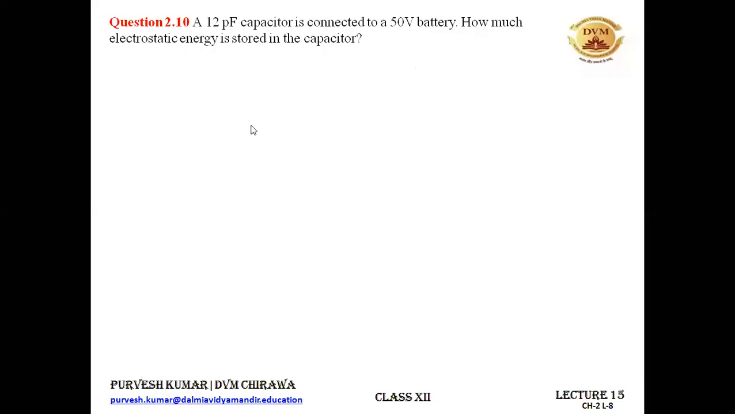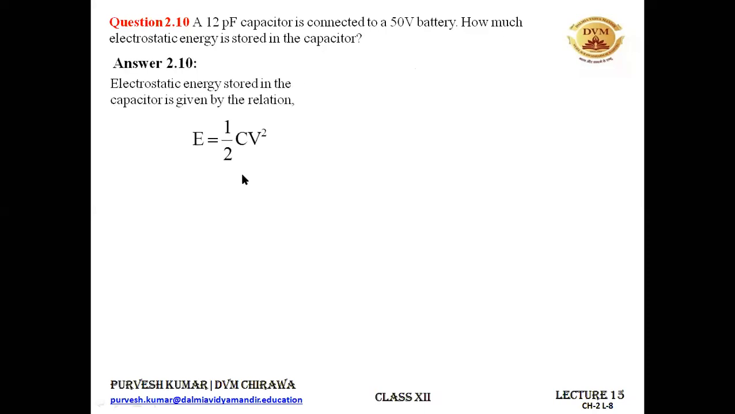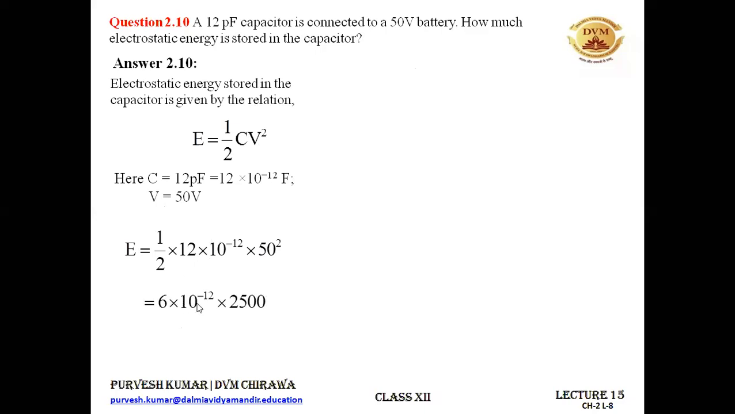Question number 10, it says a 12 picofarad capacitor is connected to a 50 volt battery. How much electrostatic energy is stored in the capacitor? We know the electrostatic energy is given by E is equal to half CV square. The value of C is 12 picofarad. The value of V is 50 volt. So E is equal to half CV square. In place of V, you can write 50 volt. In place of C, you can write 12 into 10 to the power minus 12. So it becomes equal to 6 into 10 to the power minus 12 multiplied by 2500.